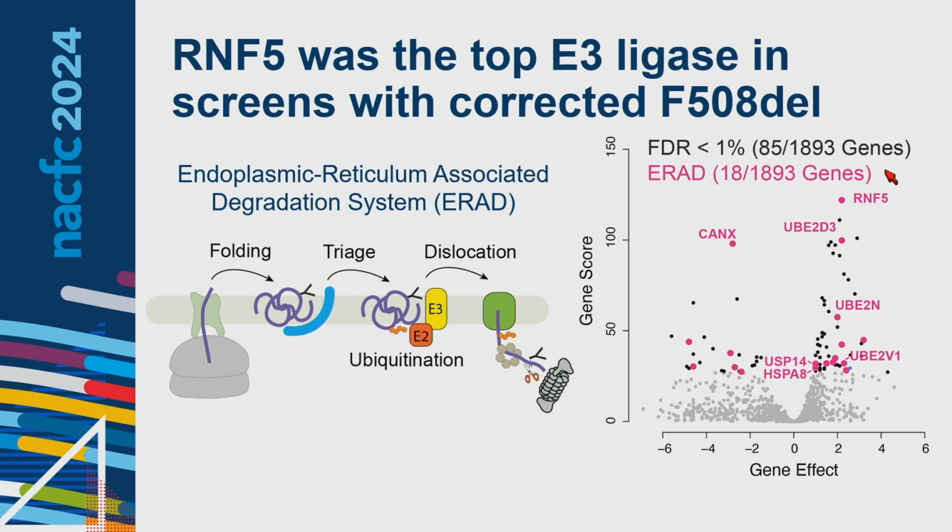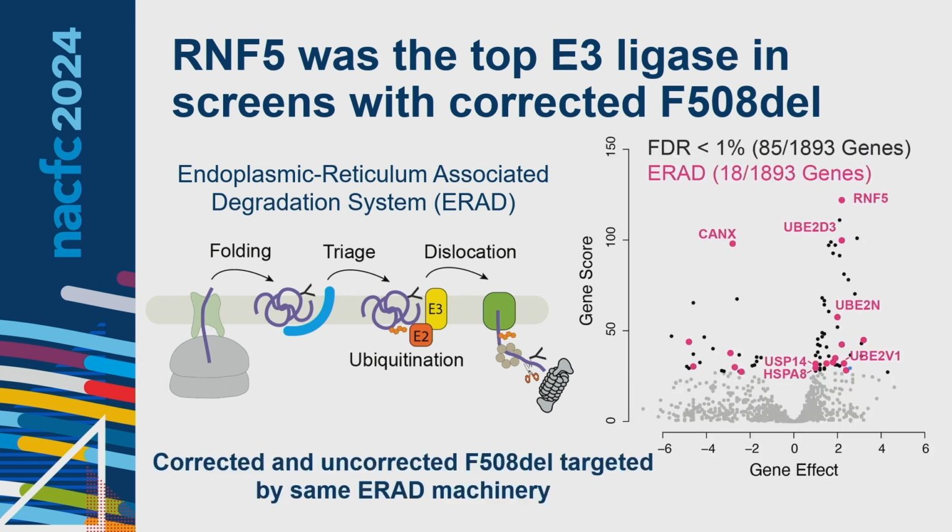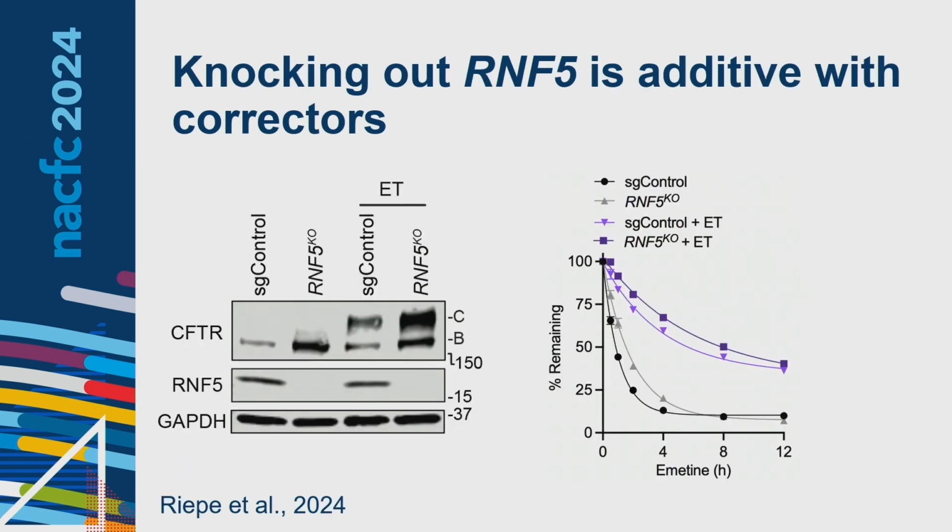One thing that is really important to note is that the corrected and uncorrected ERAD machinery that is targeting F508del is the same. We don't see a shift into a different ERAD pathway when we add in elexacaftor and tezacaftor. And what we found is that when we knock out RNF5, it is indeed additive with correctors. So knocking out RNF5 by itself has no impact on trafficking, but has this nice synergistic effect when we add it in with correctors. And so we can see an increase of band C of about 50%. The magnitude of the change in degradation kinetics is the same between corrected and uncorrected.